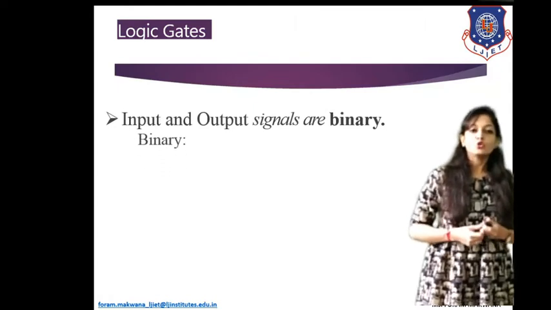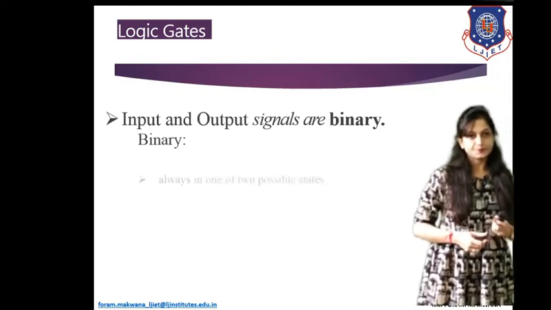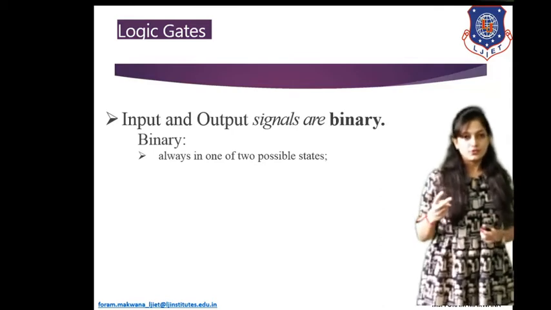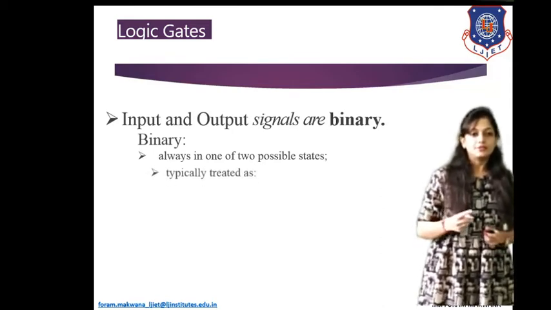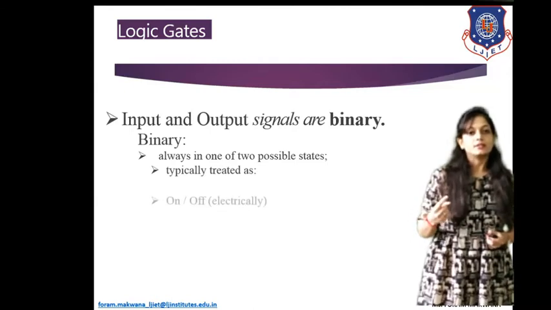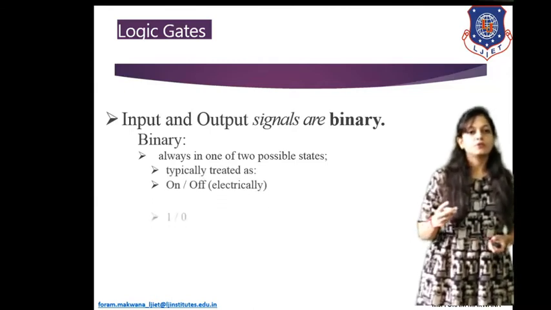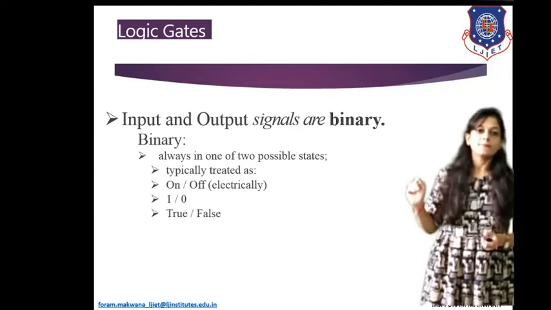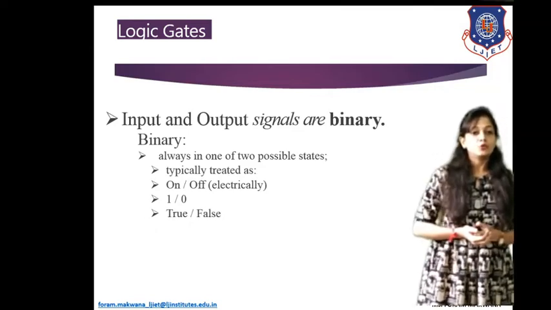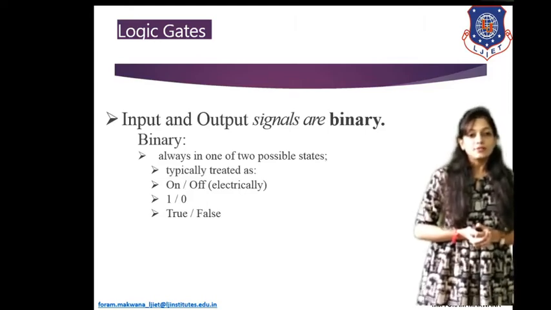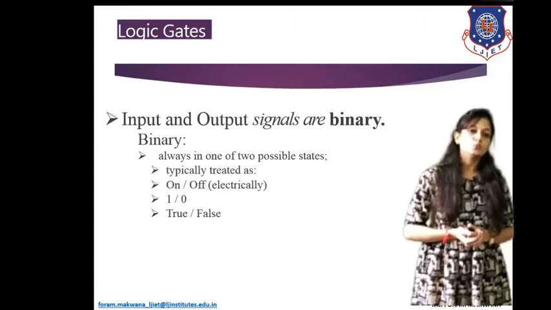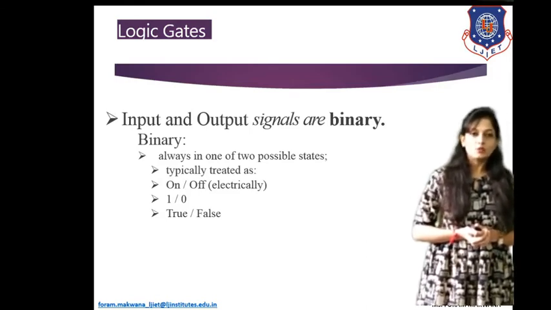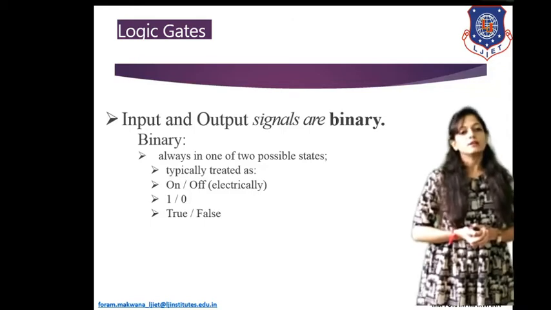Now, what do we mean by binary? Binary has only 2 possible states, like either on or off, 1 or 0, true or false. So we are going to use a binary signal whose value can be 1 or 0. 1 is typically treated as VCC and 0 is treated as ground.